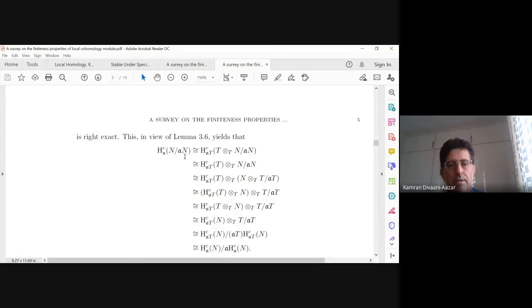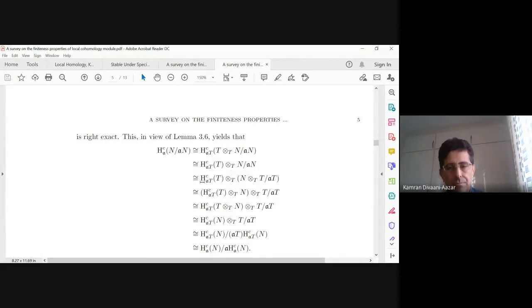H_A^i of N over aN. One can see that it's the same as the local cohomology with respect to this ideal AT, the extension of A to T, of the same module, but we write N over aN as T tensor N over aN over T. Using 3.6, we have that it's isomorphic to H_AT^i of T tensor by N over aN over T.